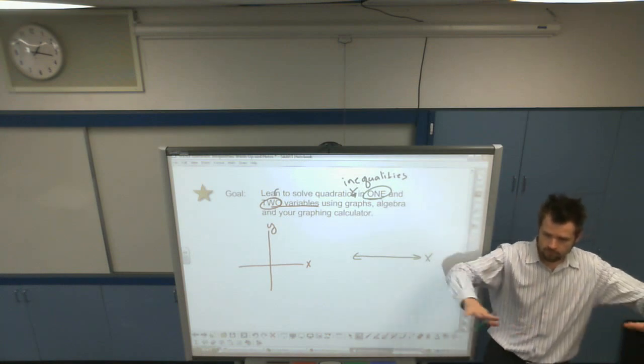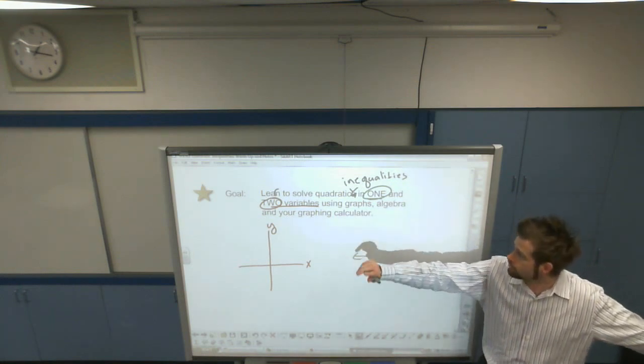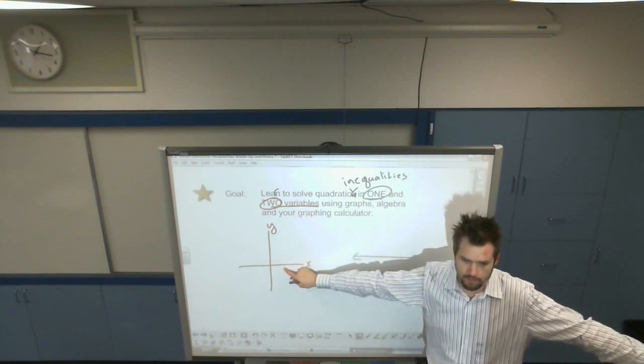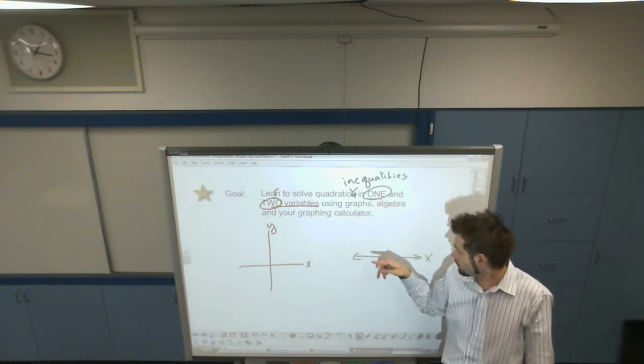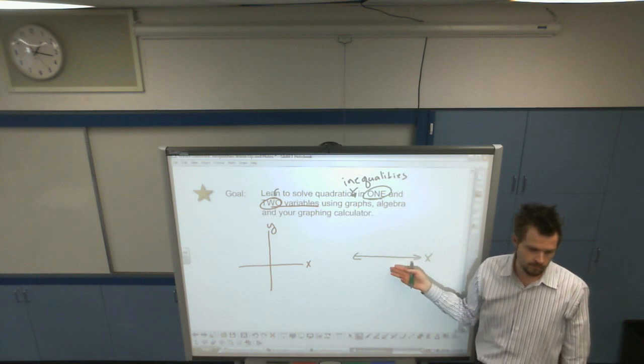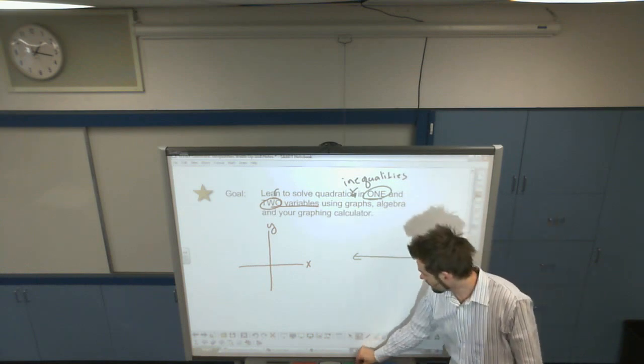So there's going to be basically 2 categories of what we're doing. Do we have 2 variables? If so, we're going to graph it like normal. Do we have 1 variable? If so, we're going to just stick with a number line and keep it simple like that. And here we go.